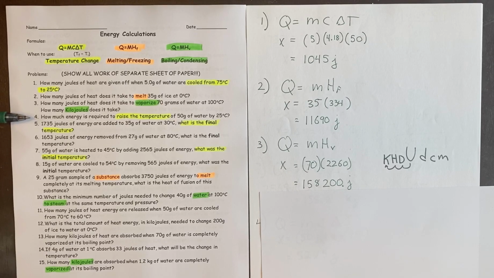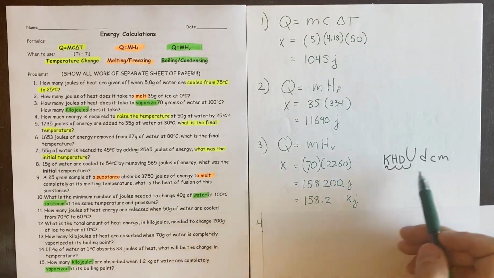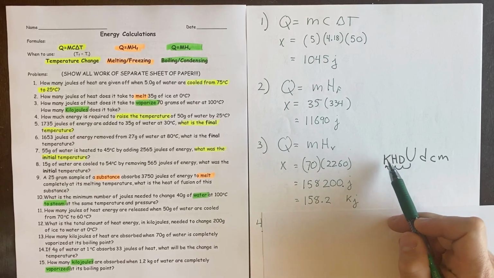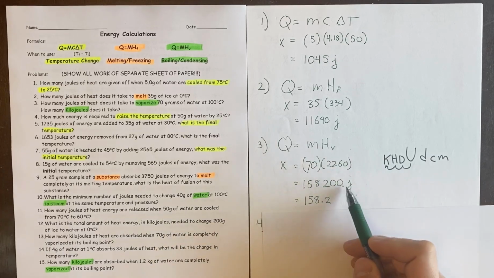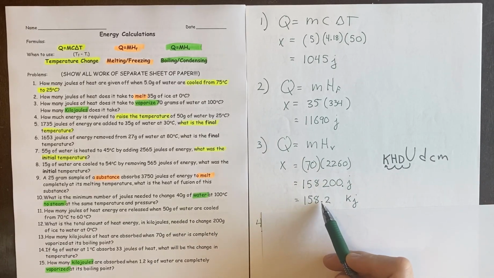Then there's a second part. It says how many kilojoules does it take? Well, then you just use King Henry to convert joules to kilojoules. Remember, if there's no decimal in the number, it's always assumed to be at the end. So then you just move it 1, 2, 3 to the left to get from joules to kilojoules. So I just move the decimal 1, 2, 3, and it goes between the 8 and the 2.